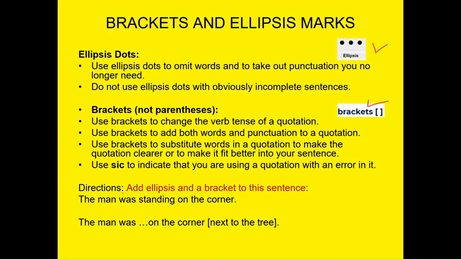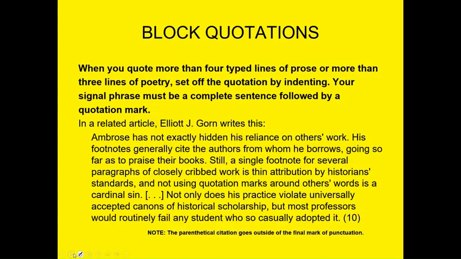So here's the quote: The man was standing on the corner. If I wanted to take out some information, what if I wanted to take out "standing"? This is how you add an ellipsis: The man was dot dot dot on the corner. And what if I wanted to add a bracket? I would say, the man was on the corner, bracket, next to the tree. So you use brackets to clarify, to add something that isn't originally part of the quote. You're adding it to make your point, to prove something, or to clarify something. So that's how you use ellipses and brackets.